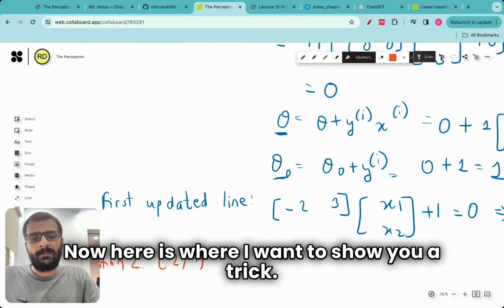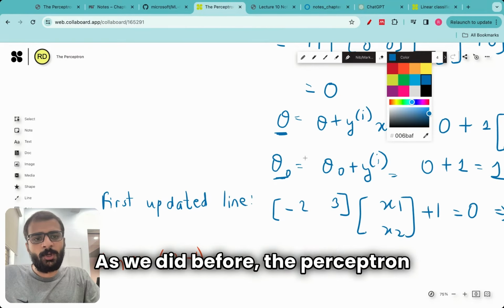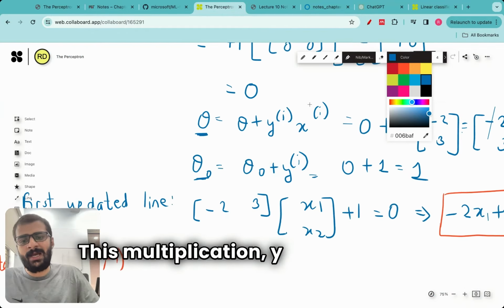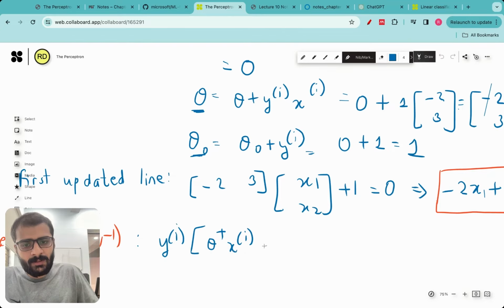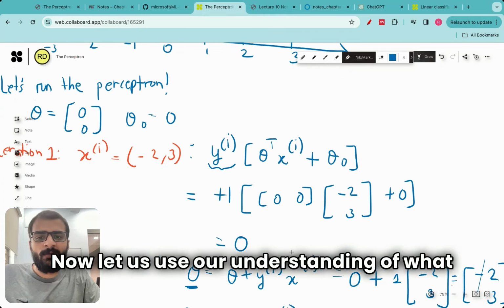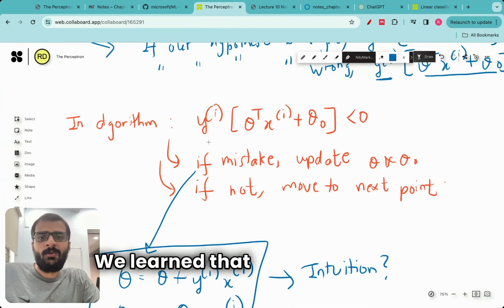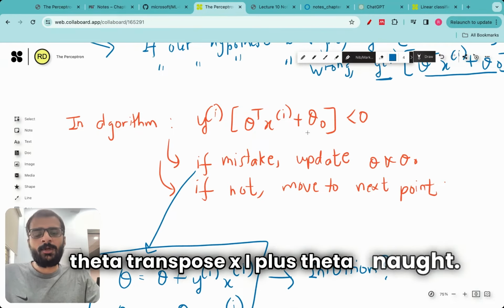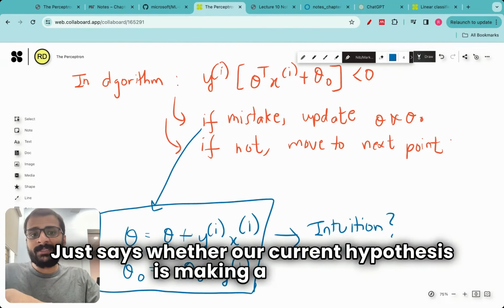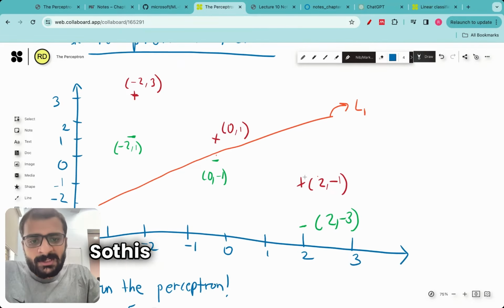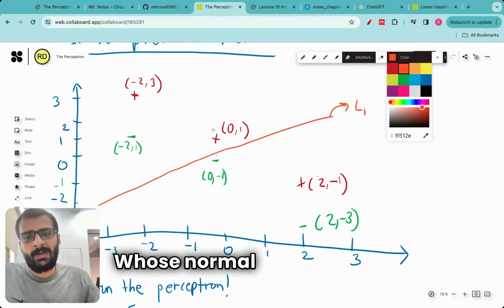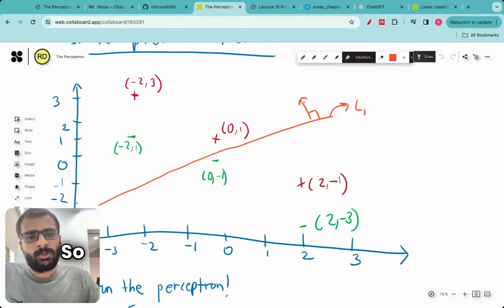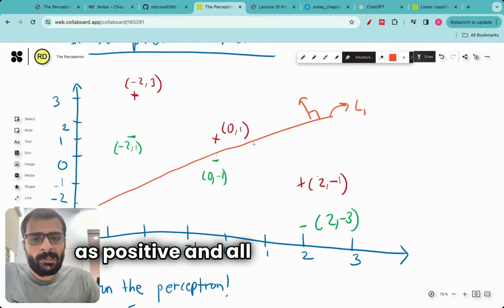Now here is where I want to show you a trick. As we did before, the perceptron tells us to evaluate this multiplication: yi multiplied by theta transpose xi plus theta naught. Now let us use our understanding of what we learned in the previous section. We learned that this product just says whether our current hypothesis is making a mistake or not on the point which we have chosen. So this is the point which we have chosen, and this is our current hypothesis L1, whose normal is over here. So this hypothesis will put all the points here as positive and all the points here as negative.